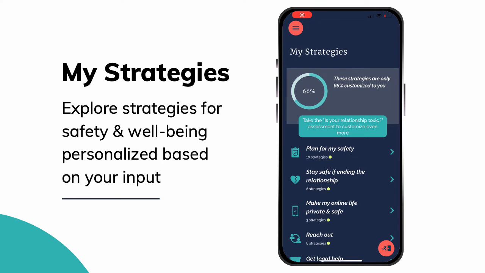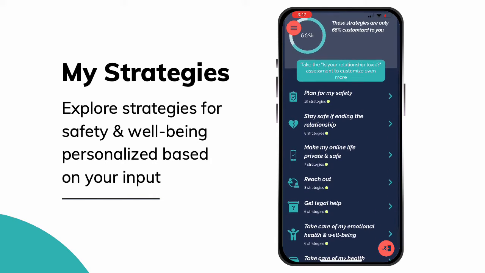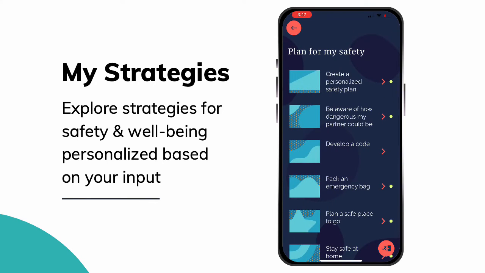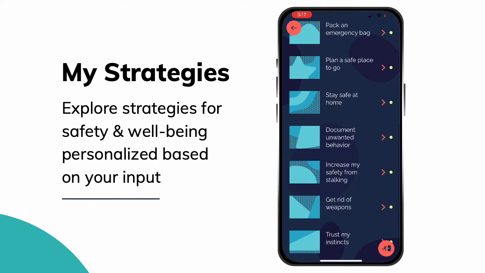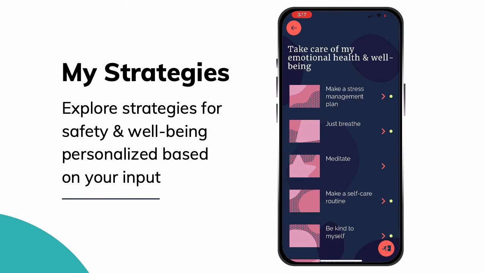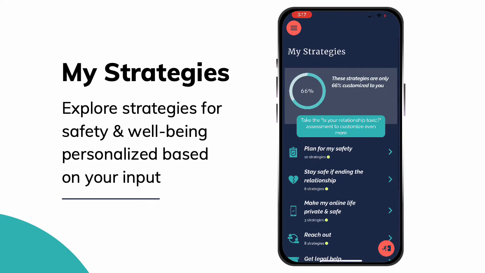All right, so we've gone through a number of the assessments, and now we'll switch over to talking about the My Strategies section. So users can choose to explore a selection of categories for safety and well-being, each with their own set of strategies. There are a number of static strategies, meaning that every user gets those strategies, and then a number that are delivered based on the user input, based on the questions that they answer. So you'll see at the top of the section, there's also messaging on how personalized the strategies are to each user. So the more assessments they take, the more personalized the strategies become.